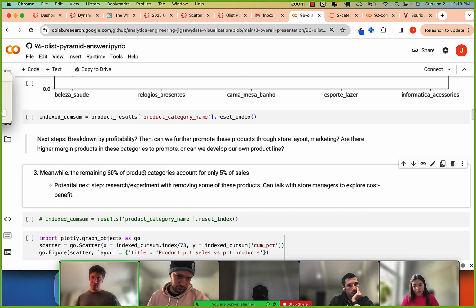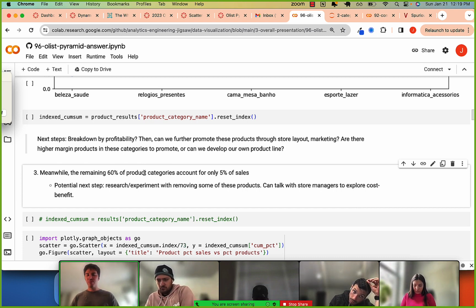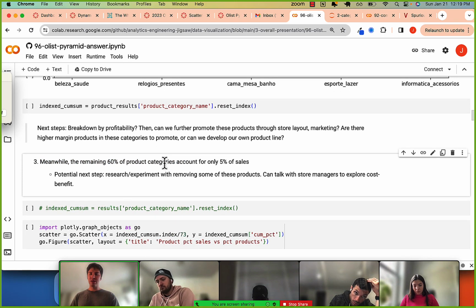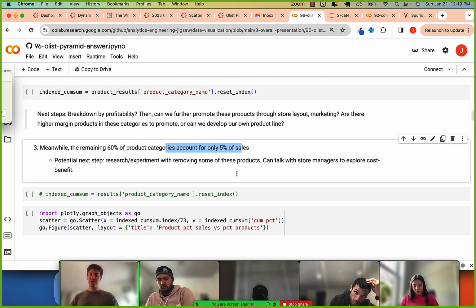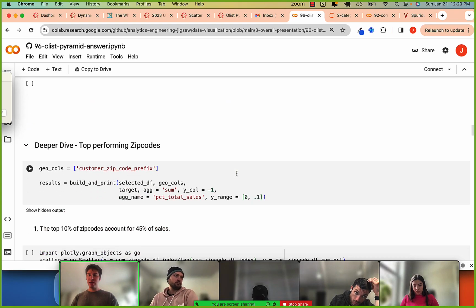So it's like, what do we need to have? And maybe the answer is yes, you do need to house these things because otherwise people won't go into your store, but it is worth thinking about: do we need to have all of these different product categories if they only account for 5% of sales? And then I had a plot here.